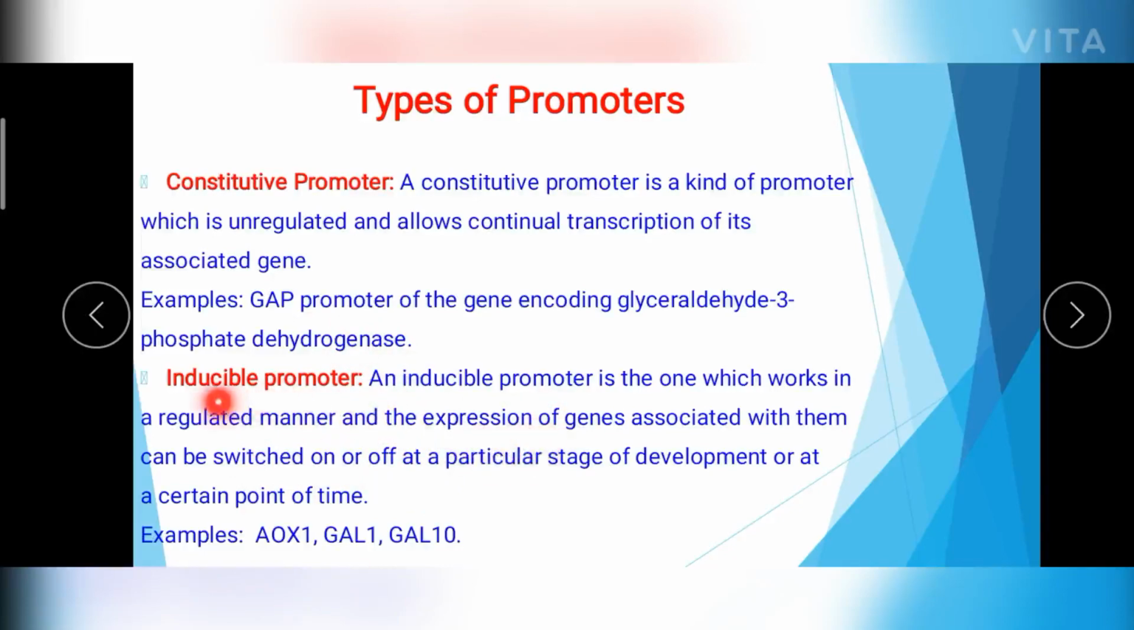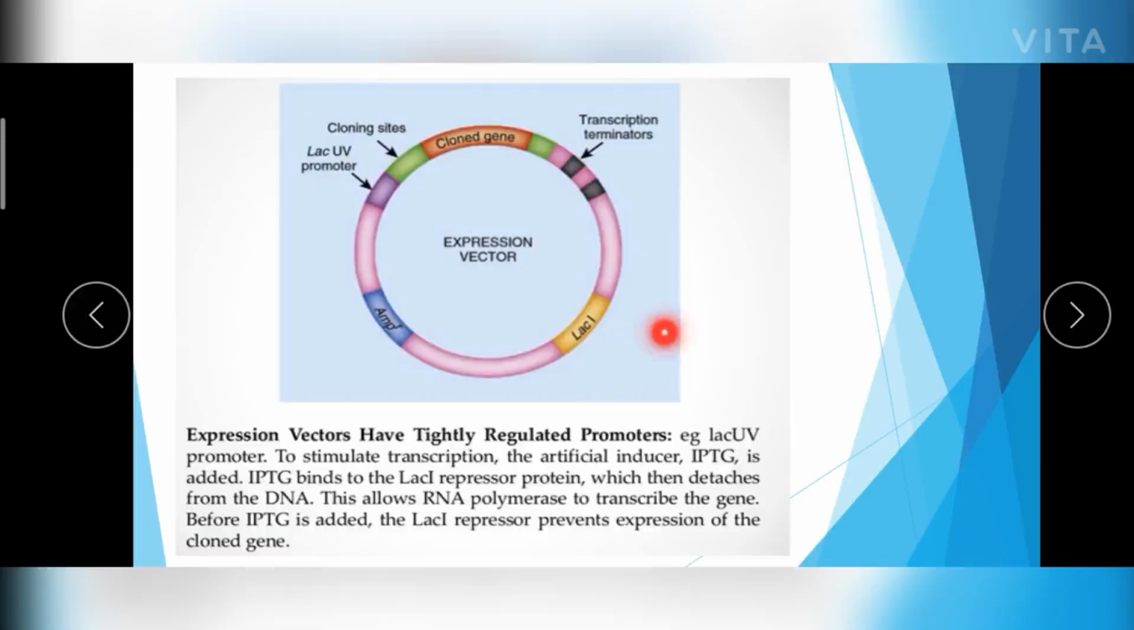Such promoters are called inducible promoters, and these are the promoters which are preferred in the expression systems. Inducible promoter examples include AOX1, GAL1, GAL10 and the LAC-UV promoter. In this example, we will see how the gene expression is regulated by inducible promoters.